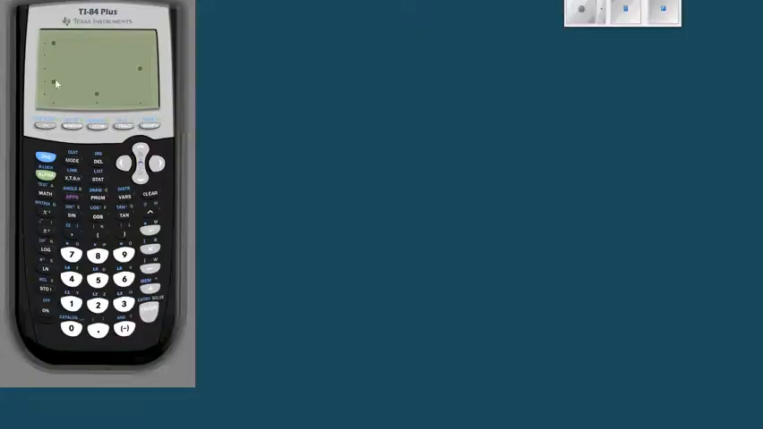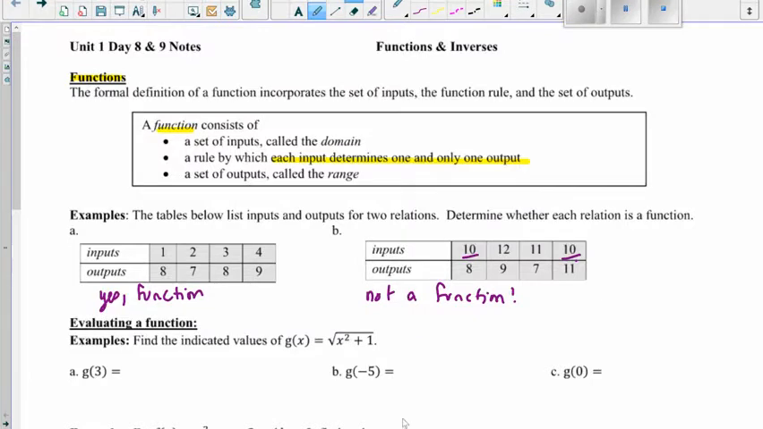We can also confirm that by looking at the graph. If I graph those points, I can see that right here, this is the x value of 10, and we have two different values, (10, 8) and (10, 11). So this would not pass the vertical line test. And so therefore, again, it's not a function.